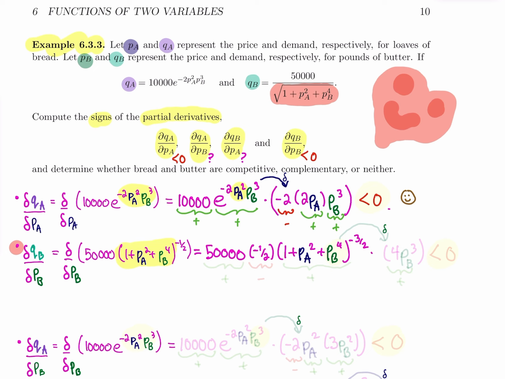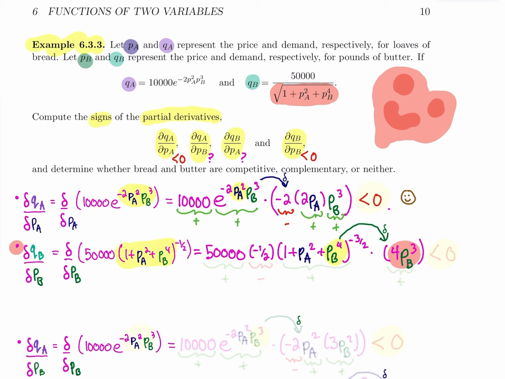Now I need to compute the derivative of the interior. Again, now we're doing this with respect to PB. The only PB alive here is the PB to the power 4. So 1 will go to 0. PA squared will go to 0 when you're differentiating with respect to PB. And then the PB to the power 4, okay, that's 4 PB to the power 3.